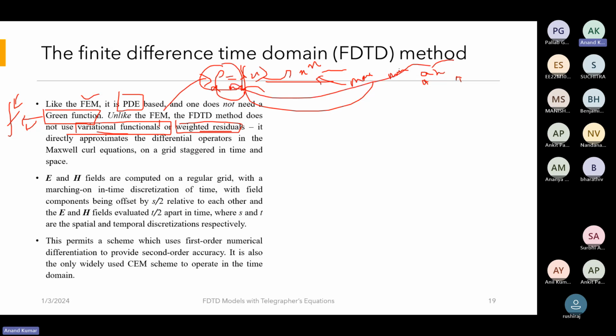Using those you get the value of the unknown. This is how you go about it in FEM, and in FDTD you don't have to write any such functions. It directly approximates the differential operators of the Maxwell curl equations.